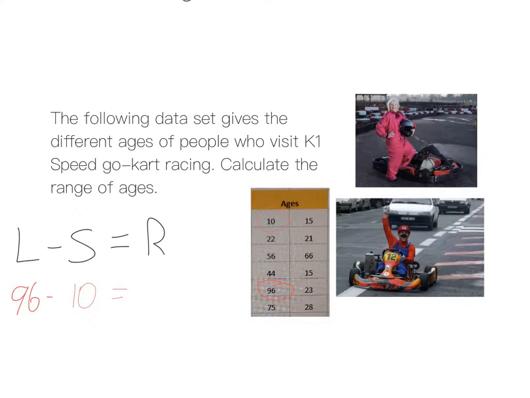So what is the range? It's just 96 minus 10. 86. So there's a range of 86 years between the youngest and the oldest person who visited K1, whenever this data was collected. 86. Easy as that.